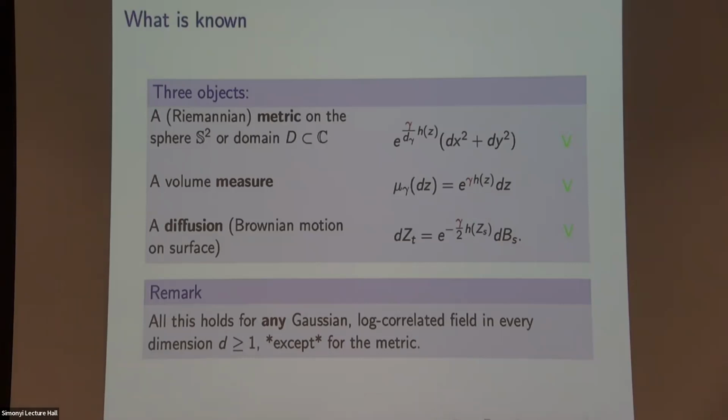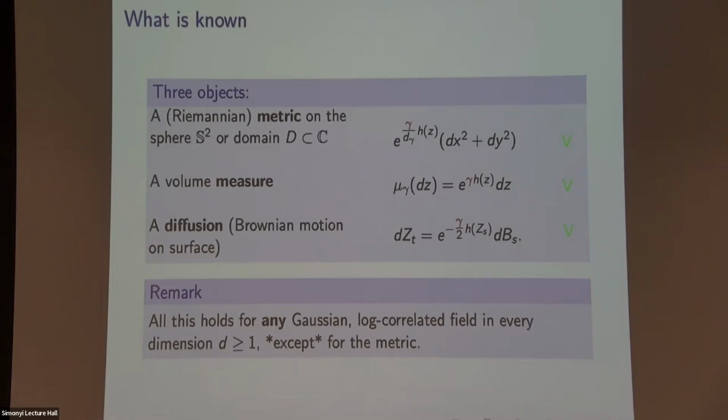They are not equally easy or hard to construct. Maybe the easiest thing to construct is the volume measure. Closely related to this is the diffusion, and an order of magnitude more difficult is to construct the metric. And these constructions, we know how to do them for any Gaussian log-correlated field in every dimension, except for the metric, for which the construction is very much two-dimensional.